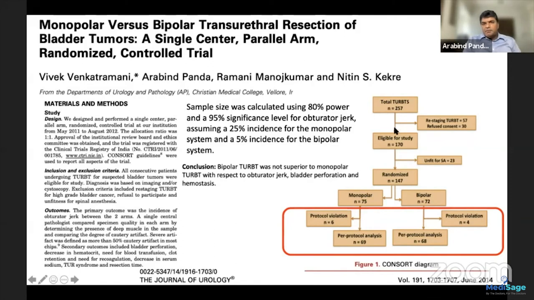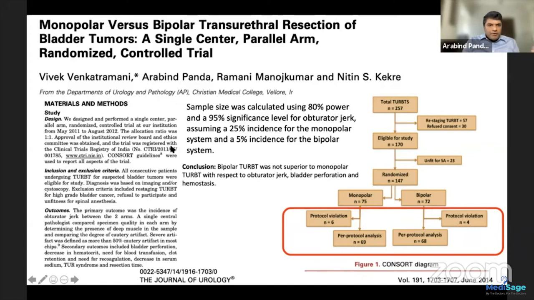if you really look at the CONSORT diagram, I can have slides on what that is. So we had a total of 257 transurethral resections, of which 57 were restagings and 30 refused consent. Only 170 were eligible, and we used spinal anesthesia for all the patients. So 23 were unfit, so they were removed, and only 147 could be randomized.